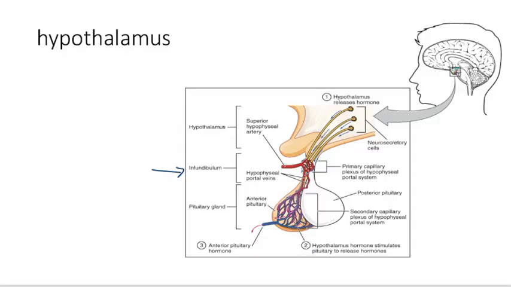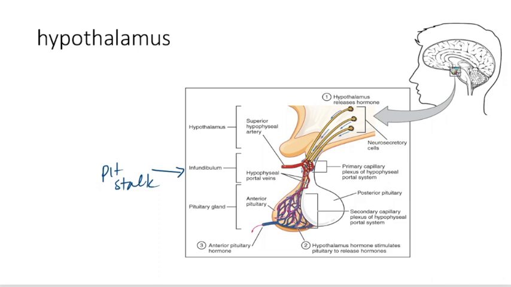Okay, let's start with the hypothalamus. So this is at the base of the brain. It is connected to the pituitary gland by the infundibulum, which is also known as the pituitary stalk. The anterior pituitary is connected through the hypophyseal portal blood vessels, and the posterior pituitary is connected through the nerve tracts referred to as the hypothalamo-hypophyseal tract.